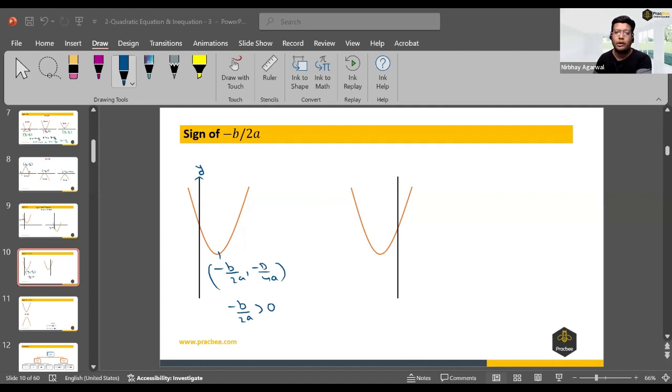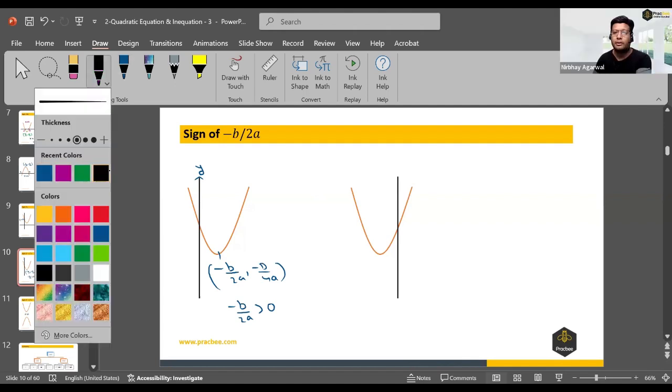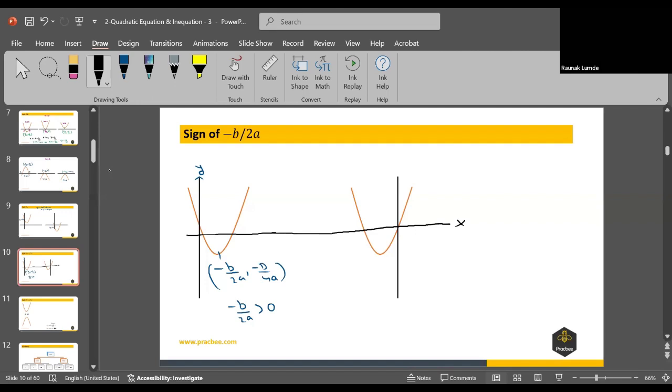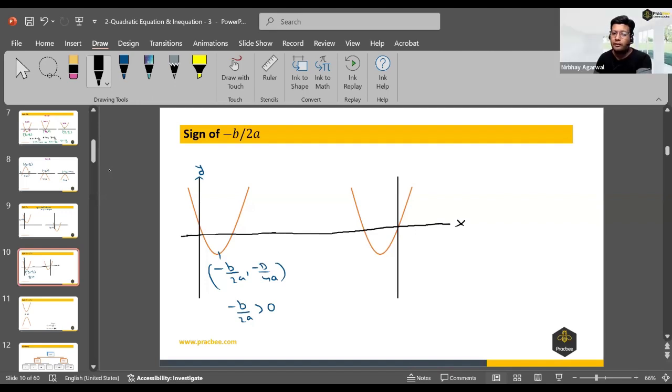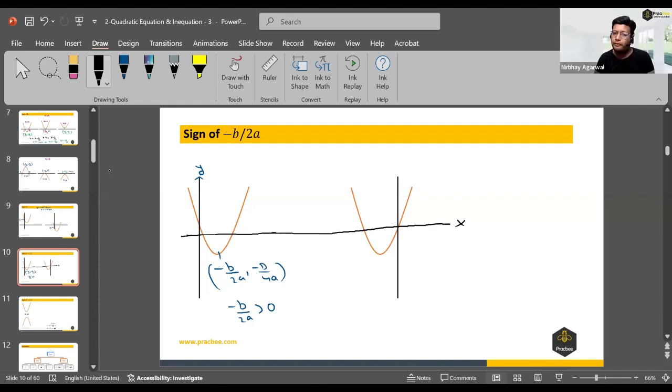Now, for example, if I draw the line, let us draw the x-axis, so it will be clear. I am drawing for both the graphs. Consider the x-axis. At this point, the x coordinate will be positive or not? Means x coordinate is positive in which quadrant? First quadrant or fourth quadrant? So it lies in the fourth quadrant. In the fourth quadrant, the x coordinate will be positive. And which is the x coordinate? Minus b by 2a. It means it is positive.